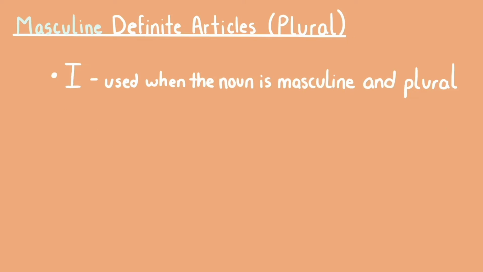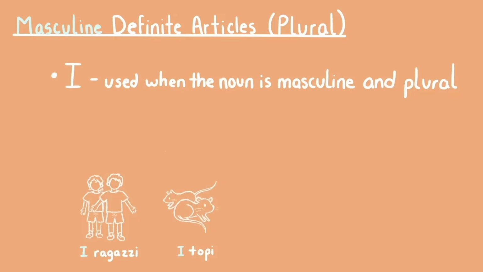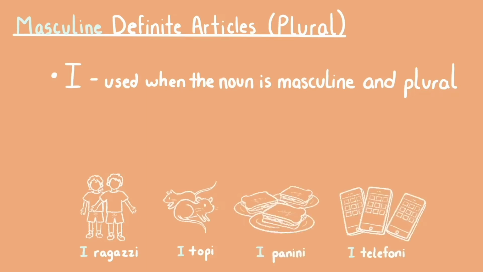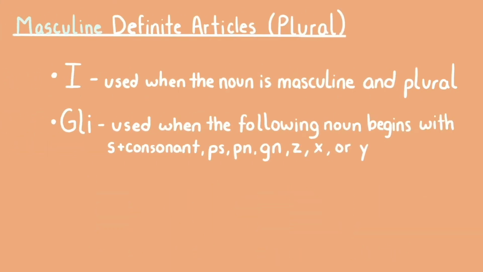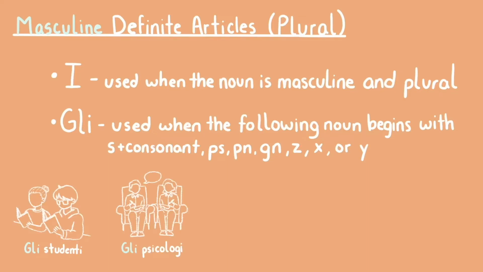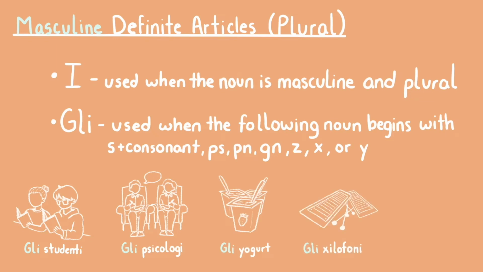I is used when the noun is masculine and plural. I ragazzi, i topi, i panini, and i telefoni. Like lo, gli is used when the following noun begins with an S plus consonant, PS, PN, GN, Z, X, or Y. Gli studenti, gli psicologi, gli yogurt, gli xilofoni, and gli zaini.